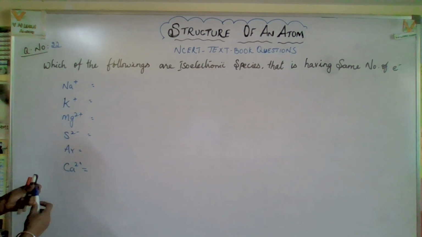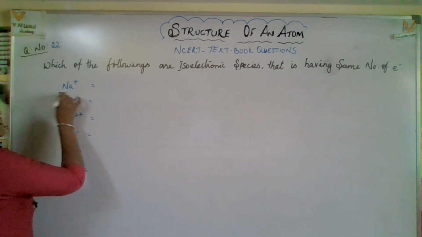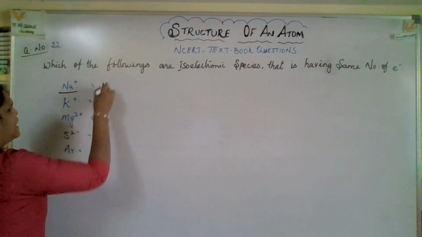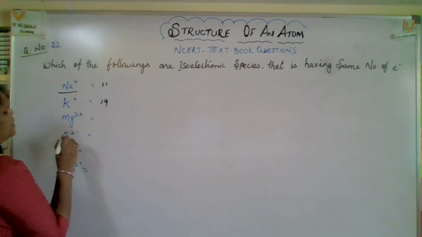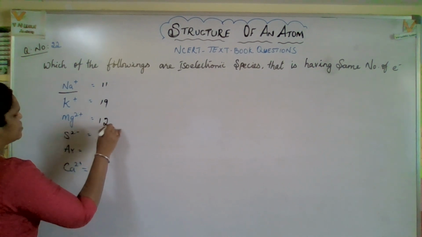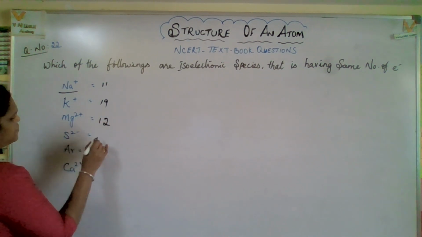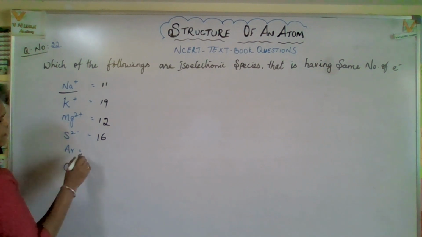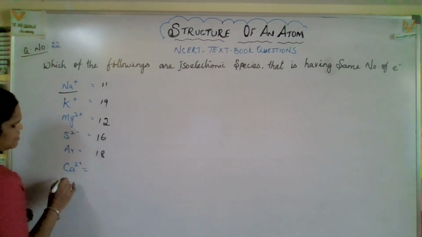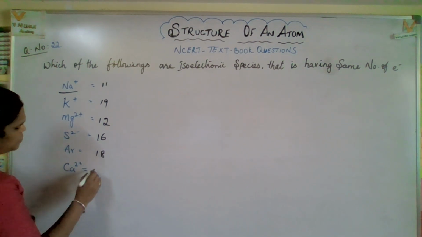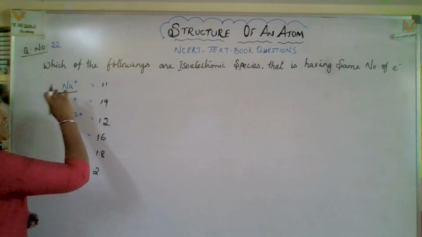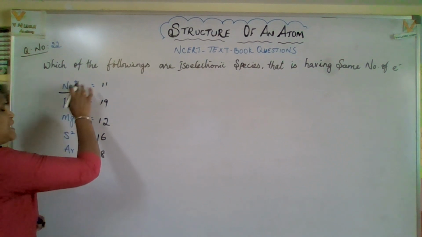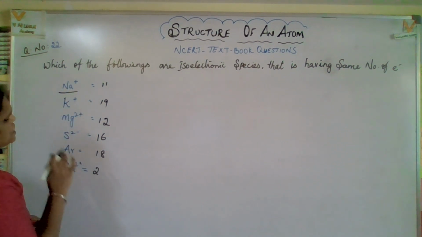Yes. Now Na plus means, first let us find out the electrons. Sodium actually has 11 electrons available. Potassium 19 electrons are available. Magnesium 12 electrons are available. Sulfur 16 electrons are available. Argon 18 electrons are available, and calcium 20, the actual number of electrons present in that element. And then after that let us go for the species.